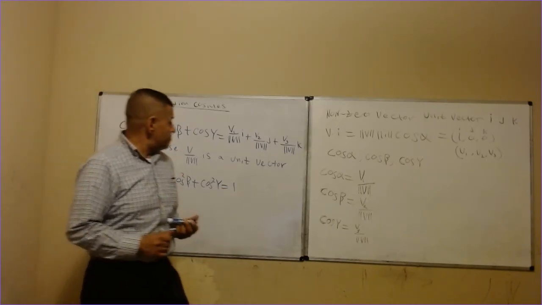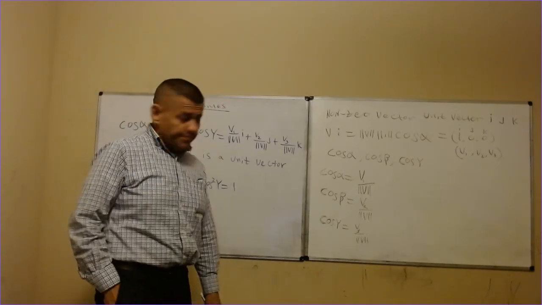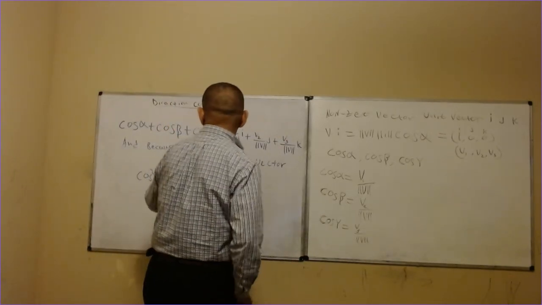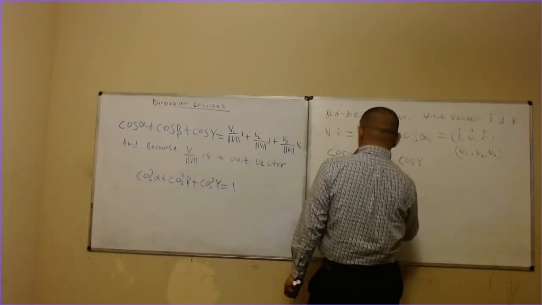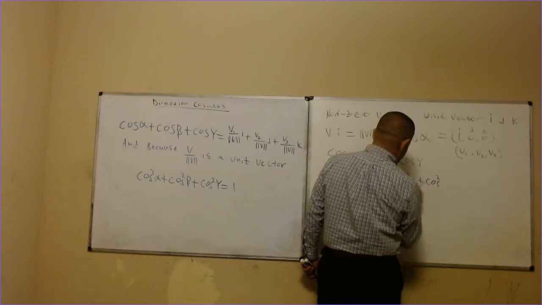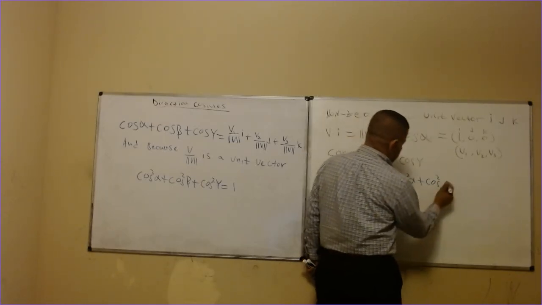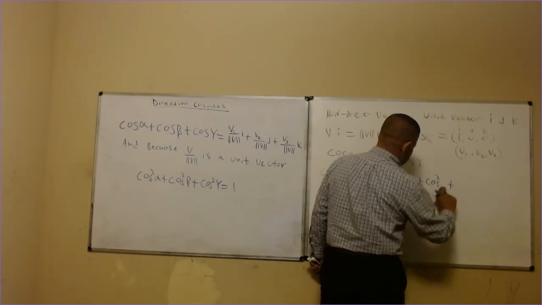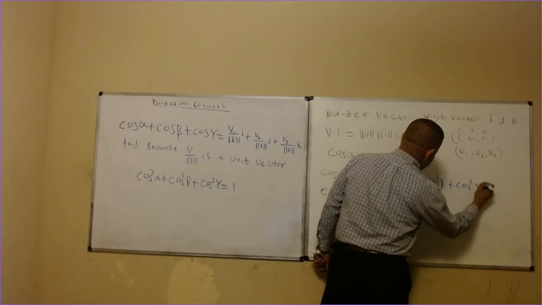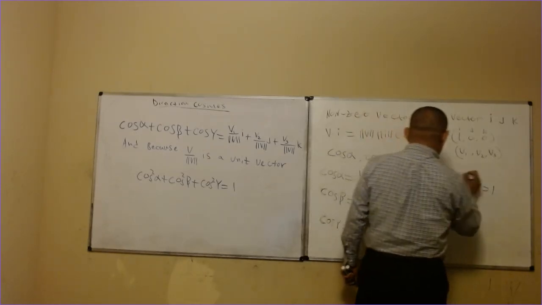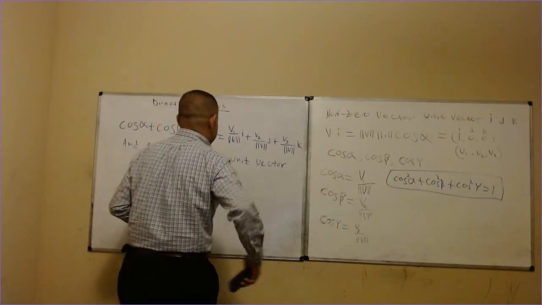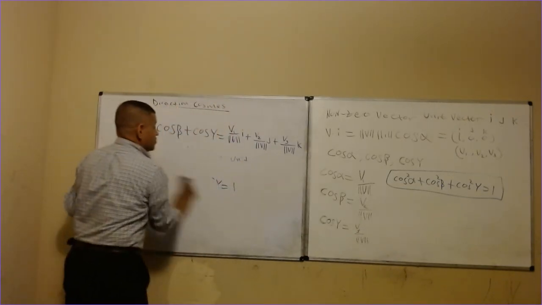Okay, so let's do an example then. I need this identity. I've got to write it down here. So cosine square of alpha plus cosine square of beta plus cosine square of gamma is equal to 1. Okay. So, let me just do an example here.